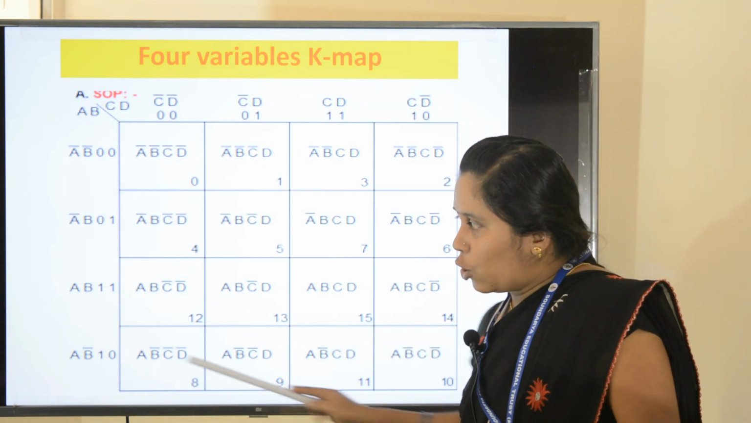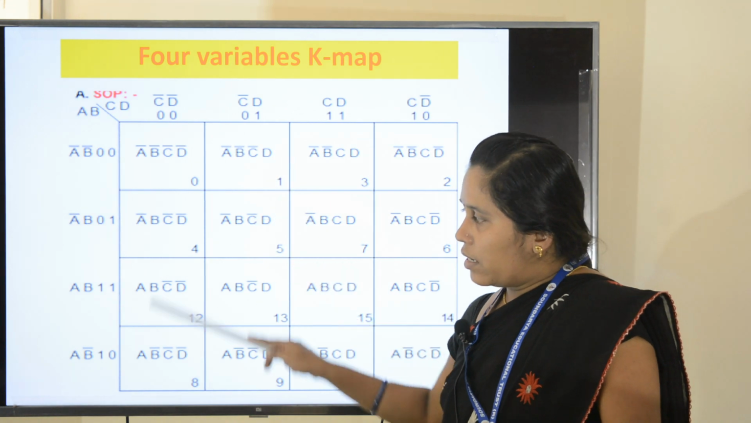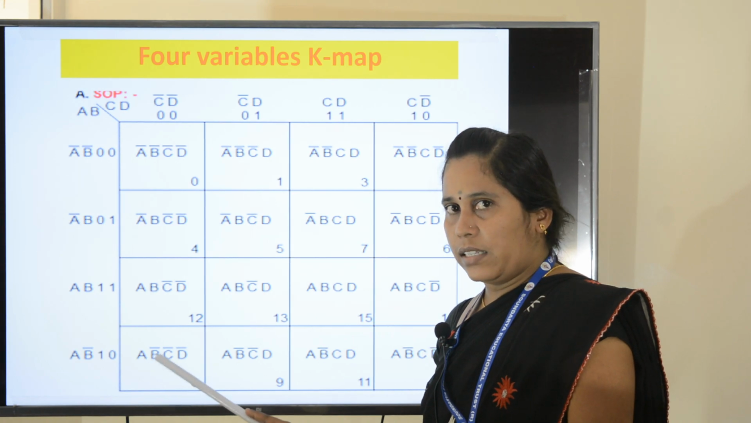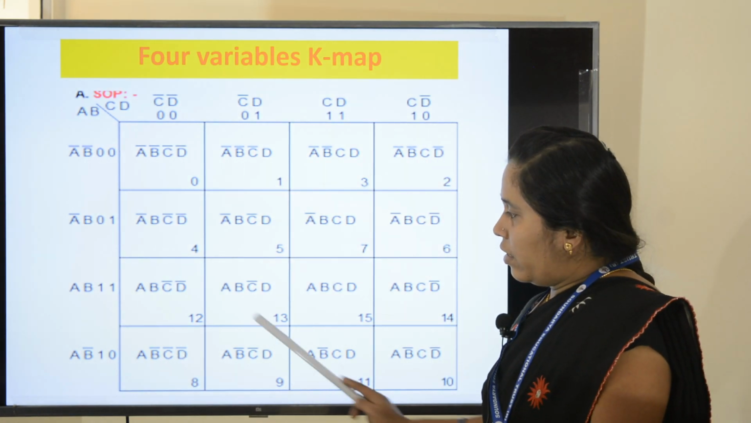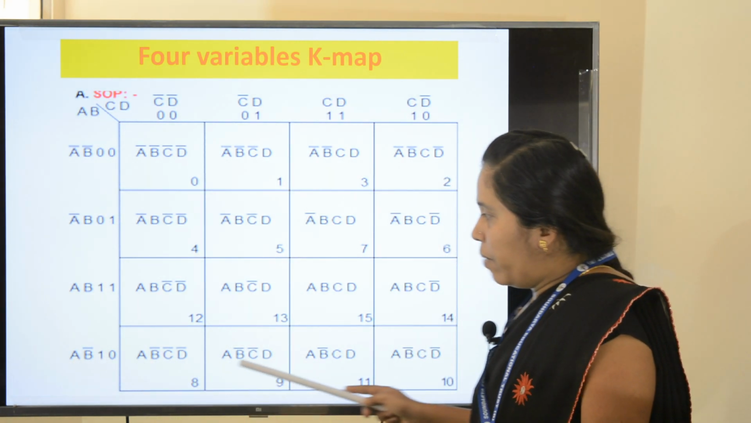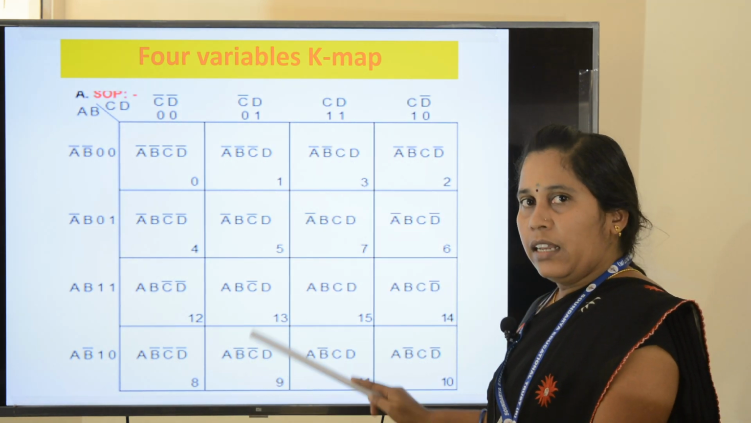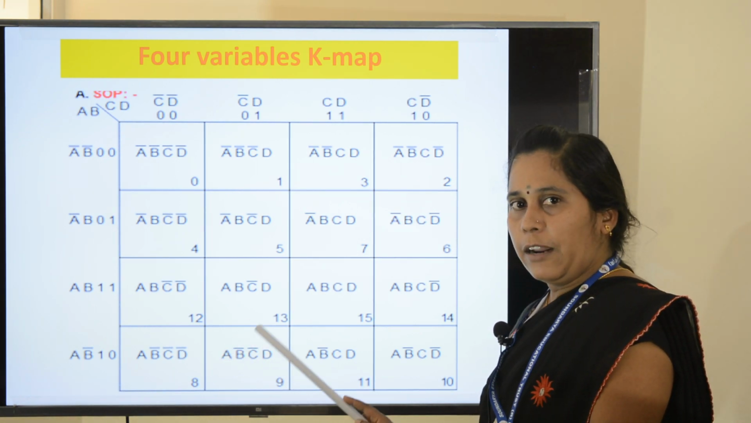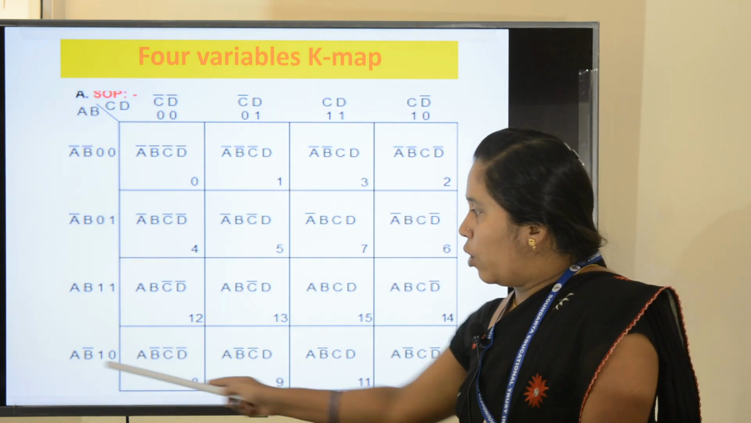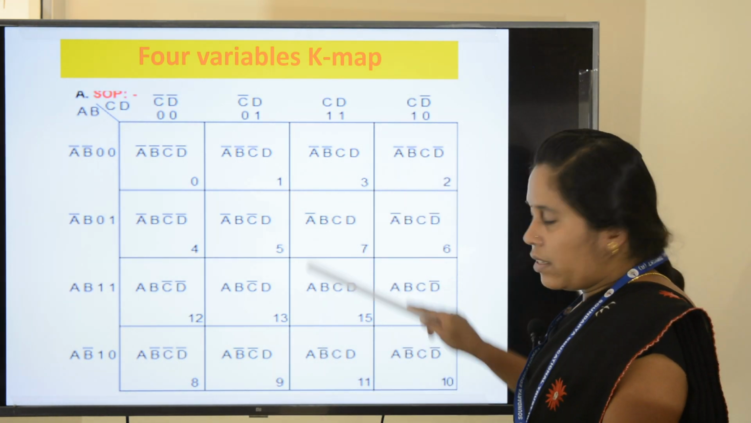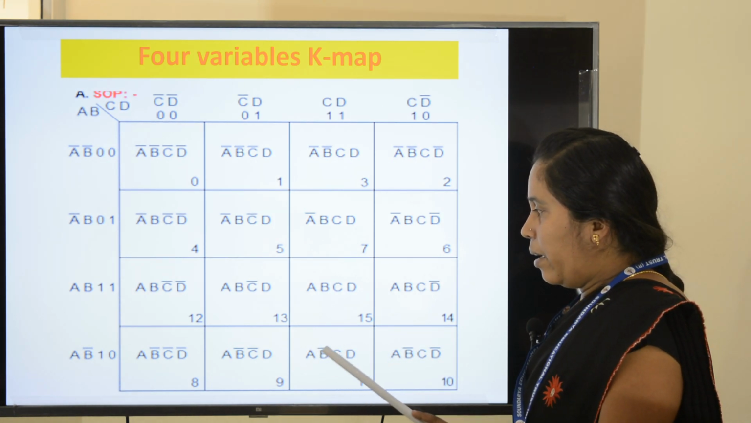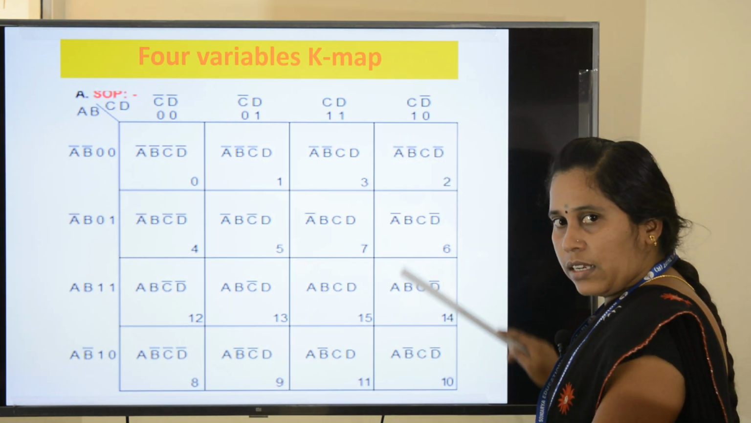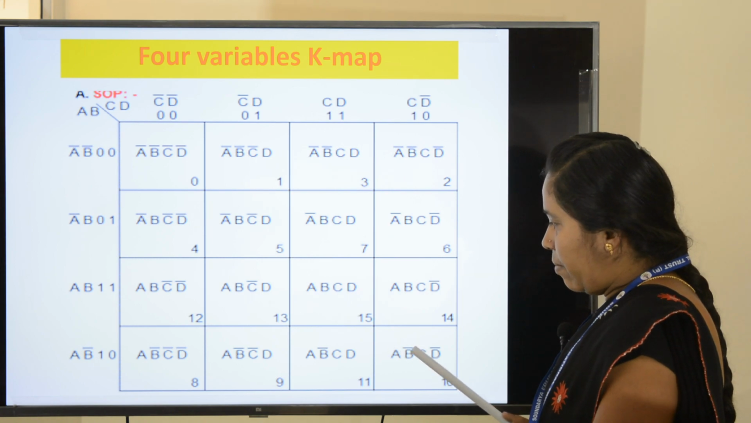The last row is A B bar and the column is C bar D bar. The cell is filled by the minterm A B bar C bar D bar. Cell number 9 is A B bar and column C bar D. The product term filled in the cell is A B bar C bar D. The next row is A B bar and the column is C D, and the cell is filled by A B bar C D. And the last one, the row is A B bar and the column is C D bar: A B bar C D bar.